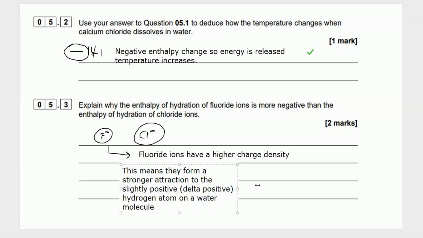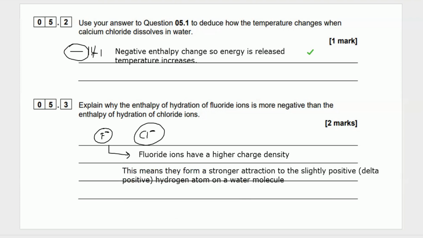And there we go. So basically, the fluoride ions are more energetically stable. They form a more energetically stable bond with water, therefore releasing more energy. So they're more thermodynamically stable when they bond with water molecules. And that's why their enthalpy of hydration is more negative. Okay, coolio. So that's 5.3.